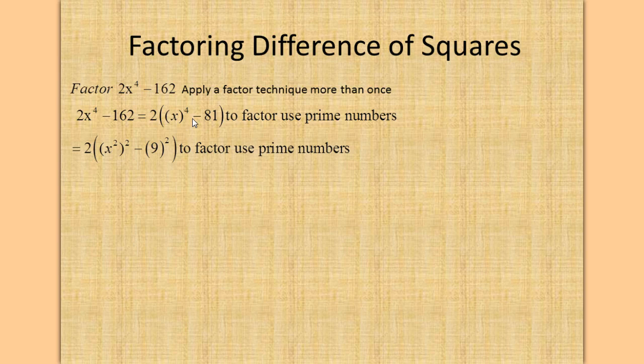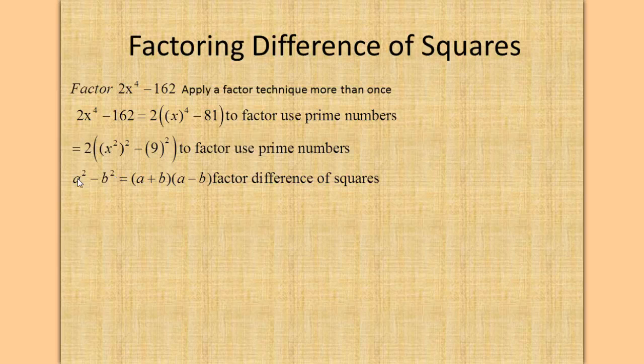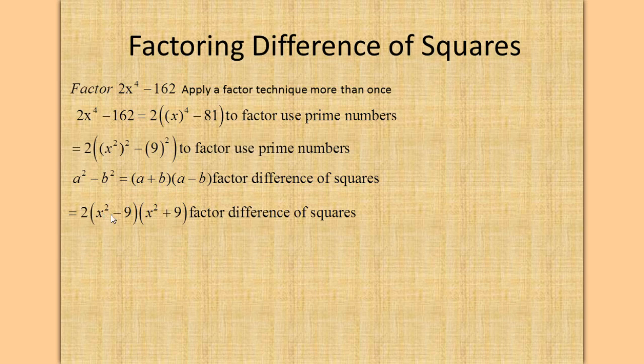Now, let's change our difference equation to our difference of squares. Okay. x squared squared is x to the fourth, and 9 squared is 81. So now, according to our equation, our a is x squared and our b is 9. So all we got to do is plug in our a and b, and we have it factored. So we have 2 times x squared minus 9 times x squared plus 9.